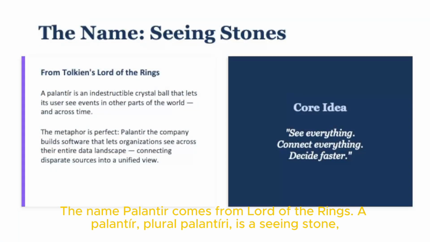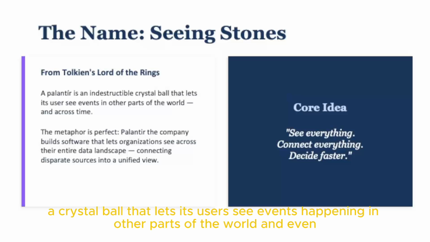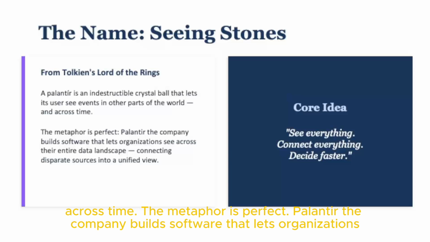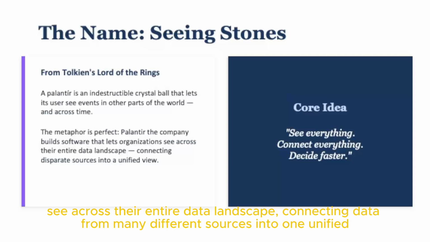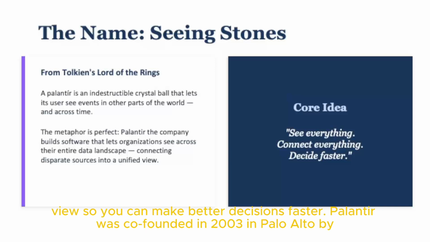The name Palantir comes from Lord of the Rings. A Palantir, plural Palantiri, is a seeing stone, a crystal ball that lets its users see events happening in other parts of the world and even across time. The metaphor is perfect. Palantir, the company, builds software that lets organizations see across their entire data landscape, connecting data from many different sources into one unified view so you can make better decisions faster.